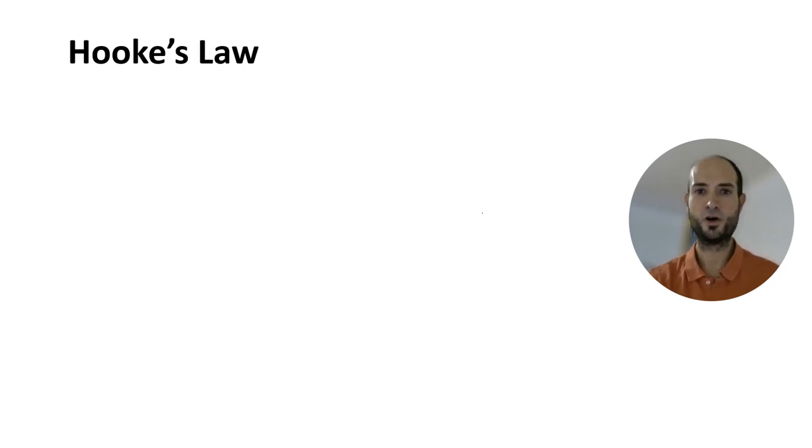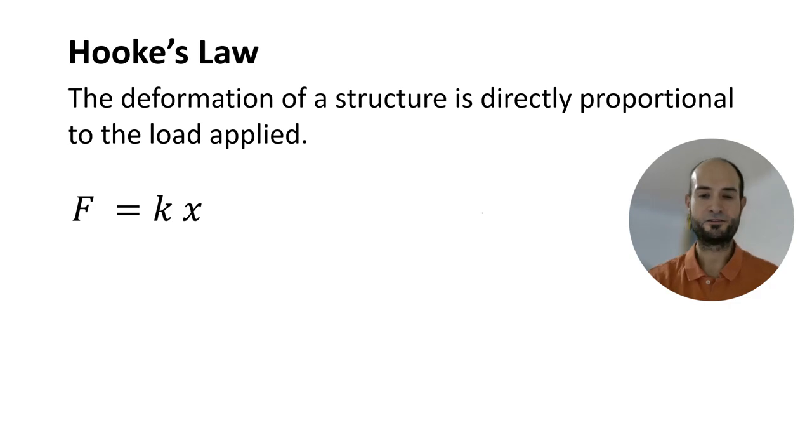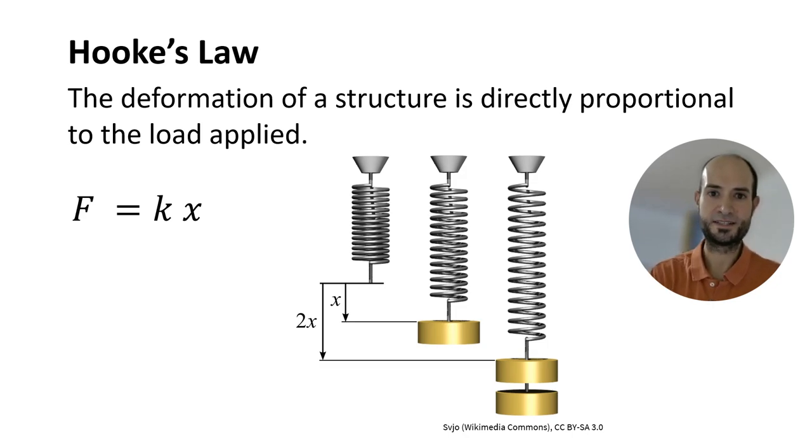We also say that an elastic material is the one who follows Hooke's law. Robert Hooke discovered in 1660 that the deformation of a structure is proportional to the load applied. He explained it with the equation load equals a coefficient times the elongation, and he demonstrated this law with springs. So he loaded many springs of different shapes and sizes with different loads, and he realized that if he doubled the load, the elongation of the spring would also double. Okay, so elastic materials are also those that obey Hooke's law.